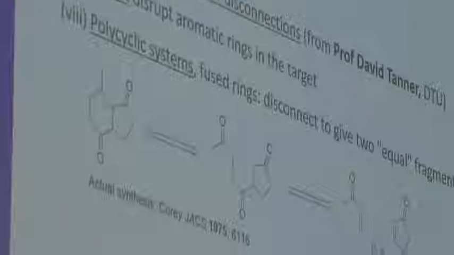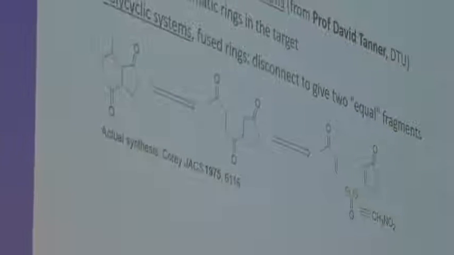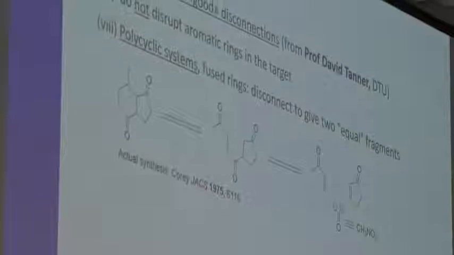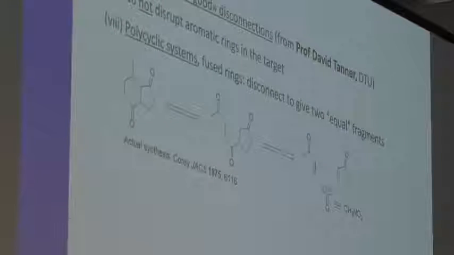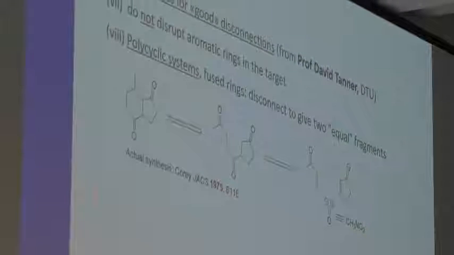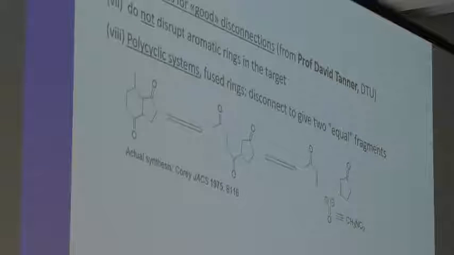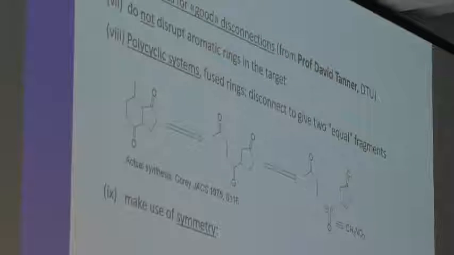Polycyclic systems, fused rings: disconnect to give two equal fragments. And here you see the retron for aldol condensation, so it's natural to cleave here. And then you can obtain this from a double Mannich reaction, sorry, Michael addition. And if possible, make use of symmetry. That should simplify the synthesis.